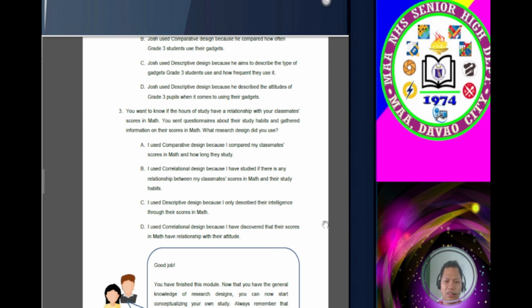Letter A. I used comparative design because I compared my classmates' scores in math and how long they study. B. I used correlational design because I have studied if there is any relationship between my classmates' scores in math and their study habits. C. I used descriptive design because I only describe their intelligence through their scores in math. D. I used correlational design because I have discovered that their math scores have a relationship with their attitude.